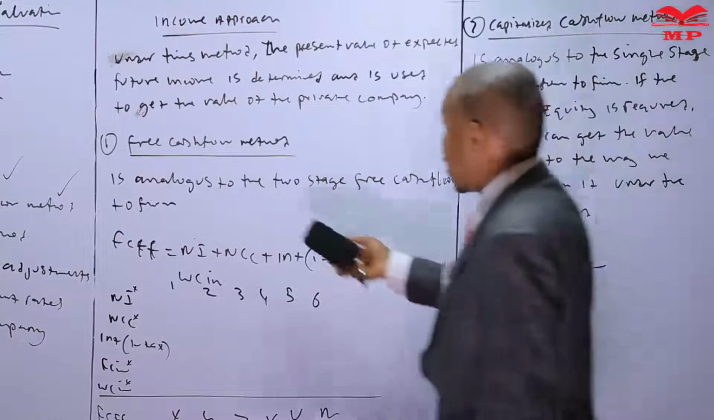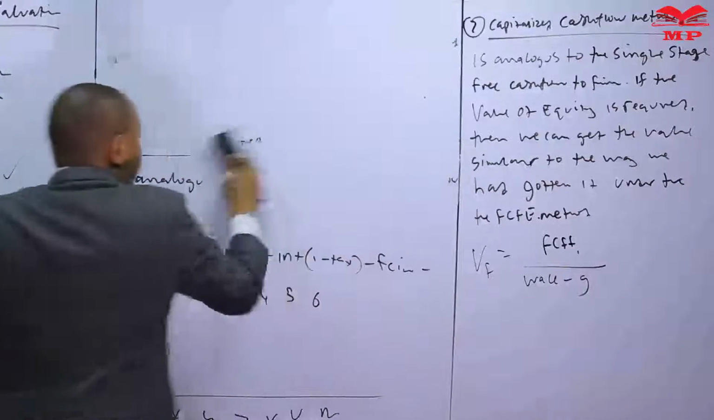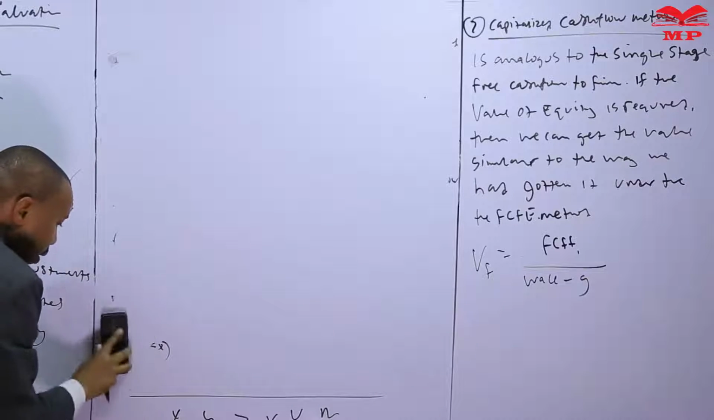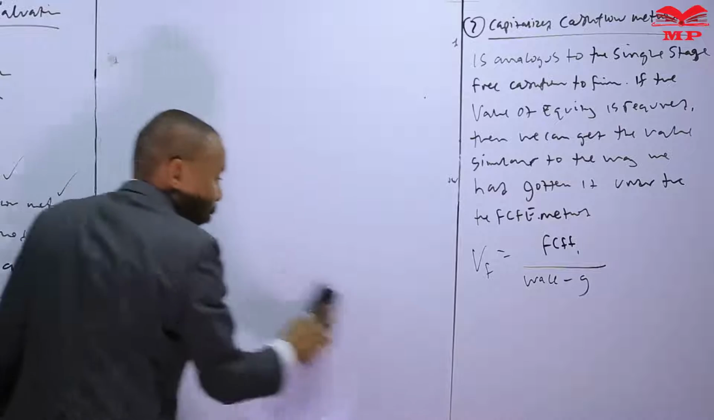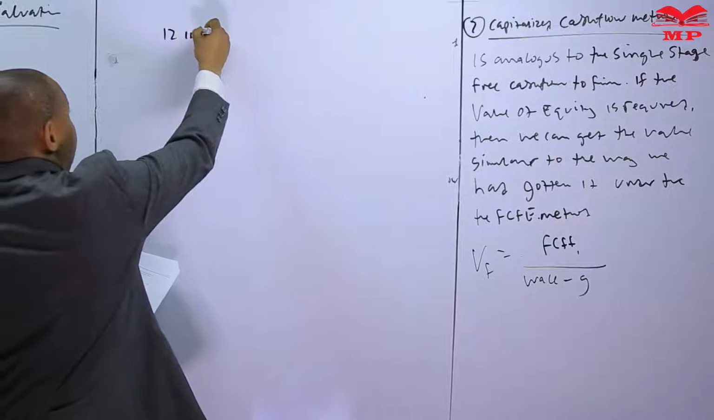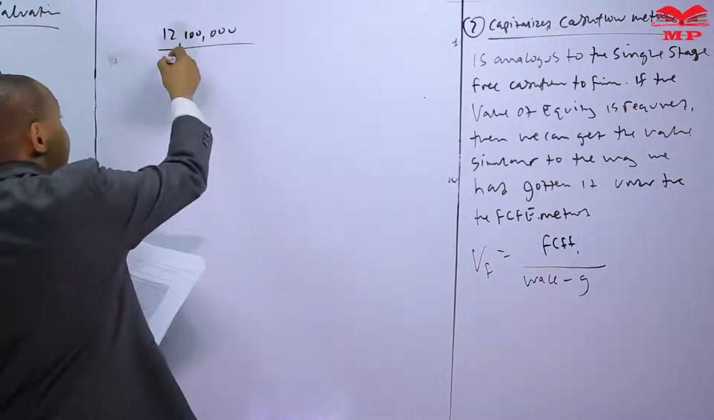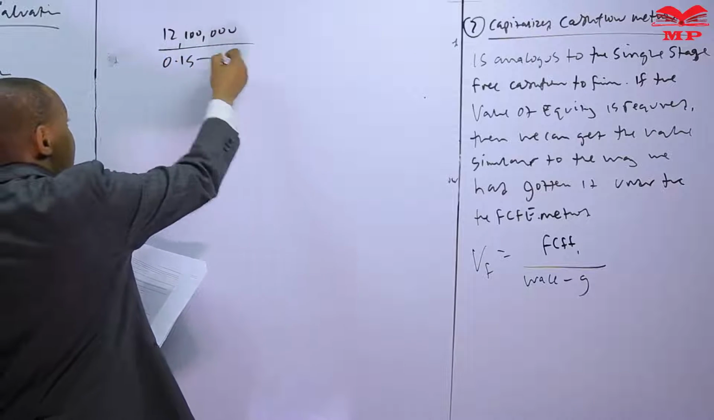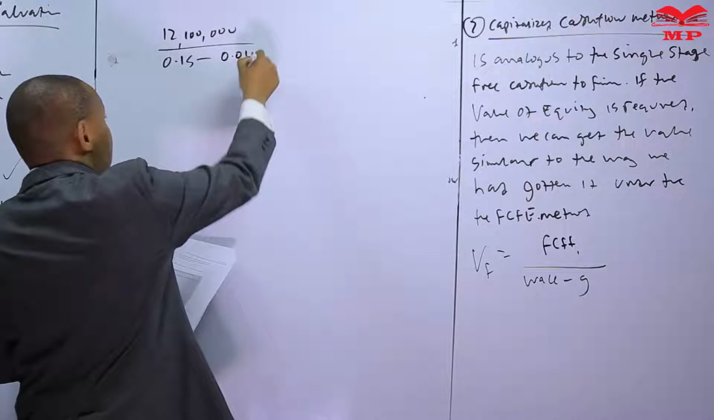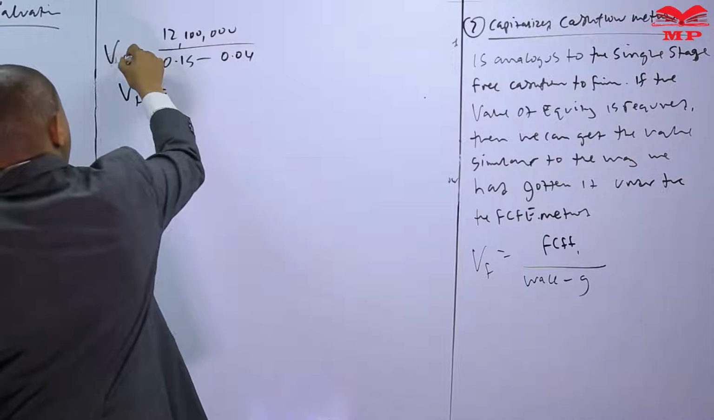So once we have that, we can slot in the inputs in the formula and get the value of the firm. The FCFF in 1 year is 12,100,000. We discount it against the weighted average cost of capital. We've been given 15%, we can put it in decimals, 0.15, minus the growth rate. The growth rate in FCFF is 4%, 0.04. So how much do we get as the value of the firm? This is VF.